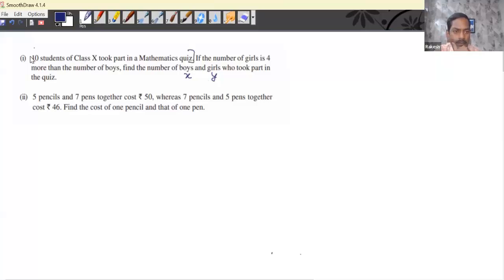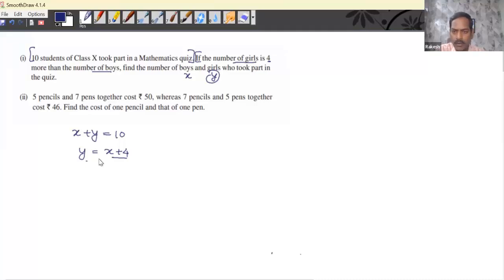This is the first condition. How many students are there? 10 students. And the students' composition is what? Boys and girls. So we can say that the total number of boys plus the total number of girls, these two together should be equal to 10. That's the meaning. What is the second condition? The second condition says that the number of girls, that means Y, is 4 more than the number of boys. So can I say the number of girls is 4 more than the number of boys? So if the number of boys is X, we have to add 4 here so that this must be equal to Y. This is the second equation, right?